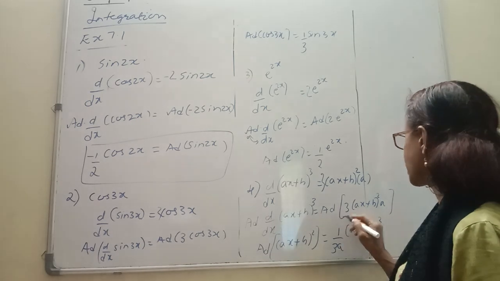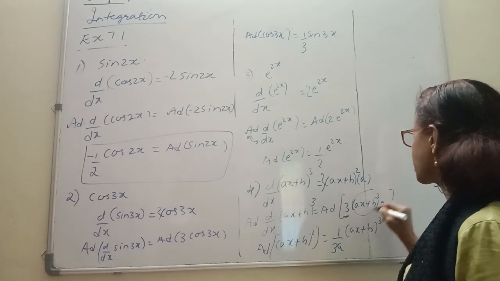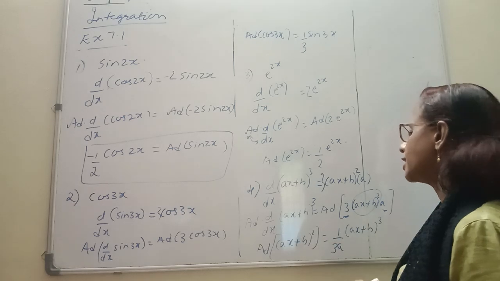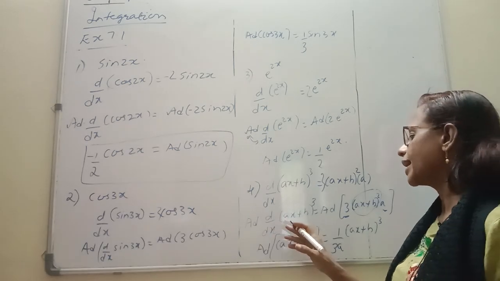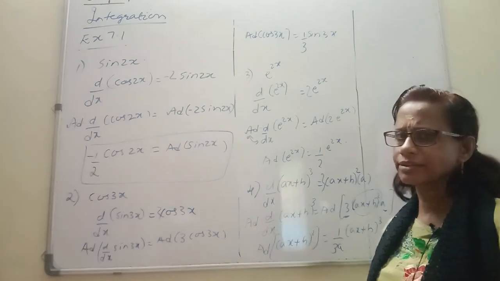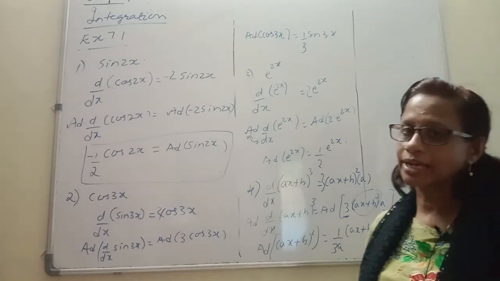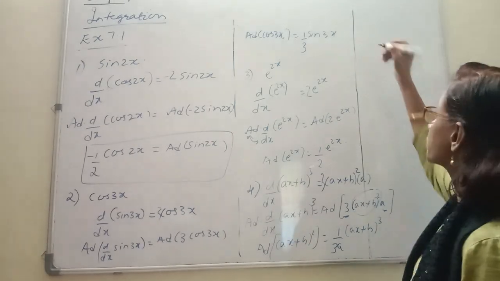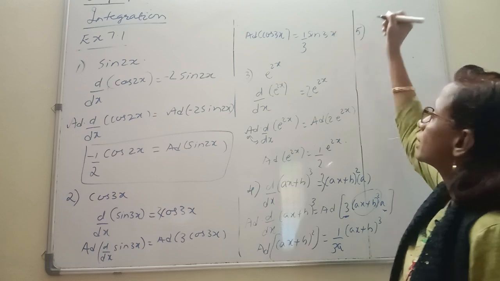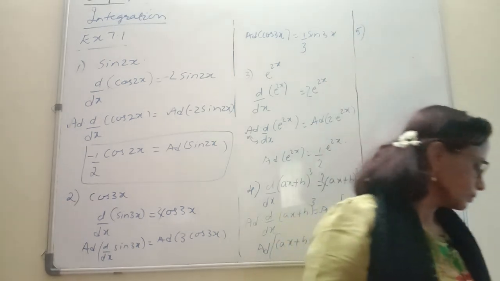Why? Because we are taking these both. Since we require only this, we are taking the rest on the other side. That moves out, and these are identity. So that's all. You're getting the antiderivative as 1 over 3a times ax plus b the whole cube. Let's go with the fifth one.